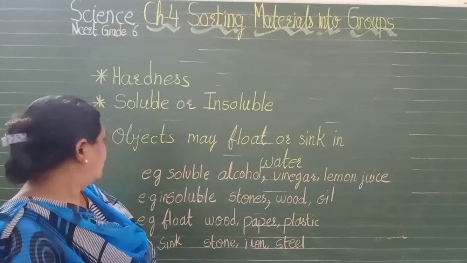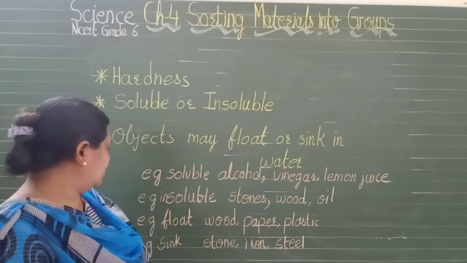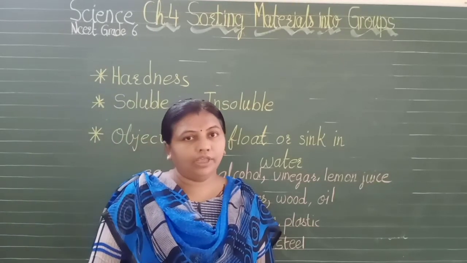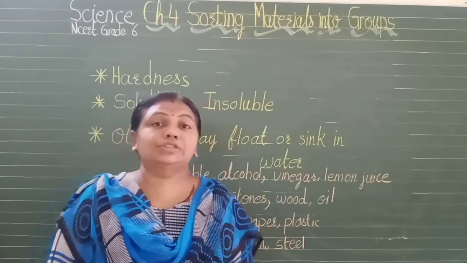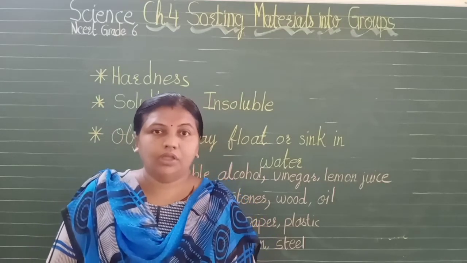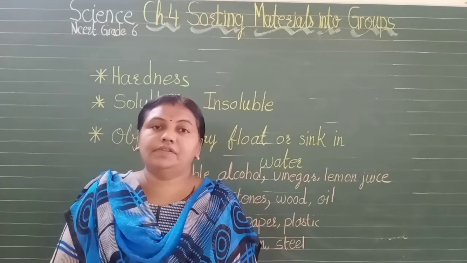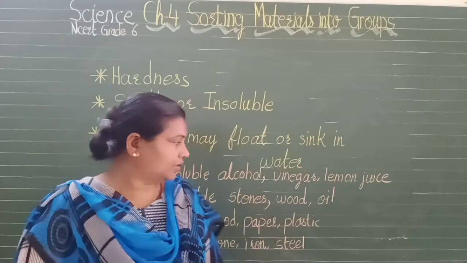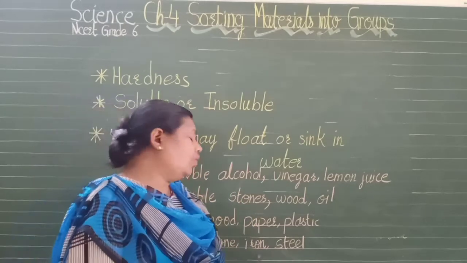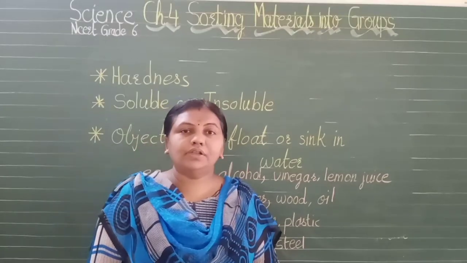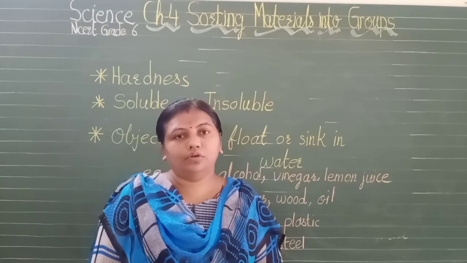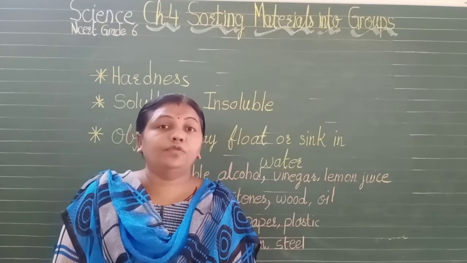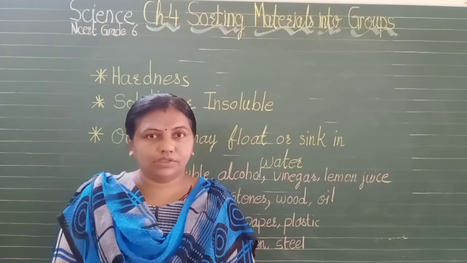Now we will learn about the objects which sink in water. Sink means डूब जाना. If you place a stone in water, it will go to the bottom. It will not float, it will sink in the water. And mostly all metals also sink in water. You take iron, steel and others, but wood always floats.